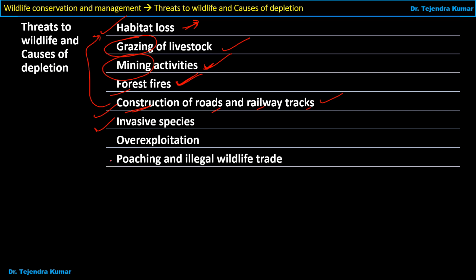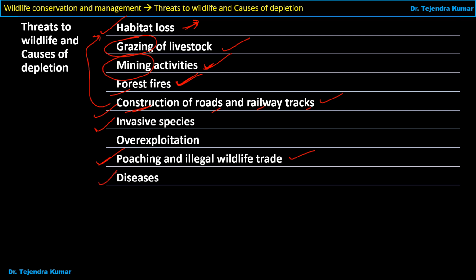Poaching and illegal wildlife trade, as I told you, involve hunting, and they are selling; sometimes they kill those animals illegally, and they sell their body parts, like skin, ivory, fur, tusks. Because these are very important for ornaments and are very costly, they do these kinds of illegal trades for economic purposes. So they are causing harm to the wildlife.